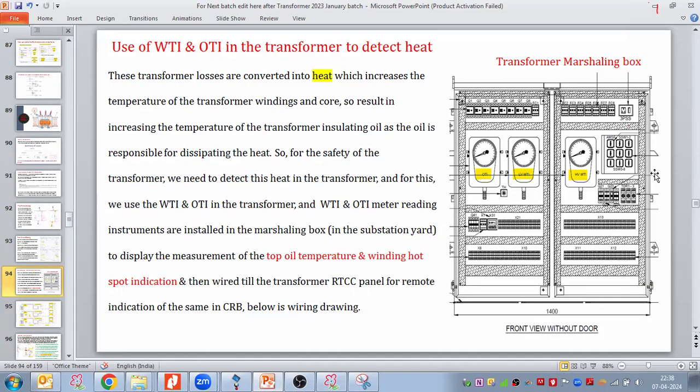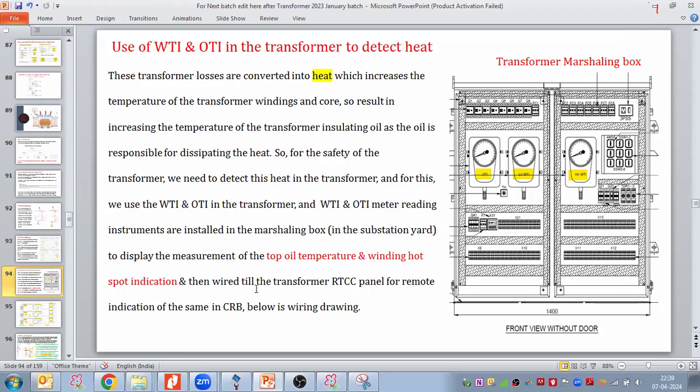Here I have taken the transformer marshalling box inside view, front view without the door. When the door of the marshalling box is opened, we can see the meters. So WTI for the overall temperature measurement, and we have LV winding and HV winding, so due to that reason we are using the LV WTI and HV WTI as well. The WTI and OTI meter reading instruments are installed in the marshalling box to display the measurement of the top oil temperature and winding hot spot indication.